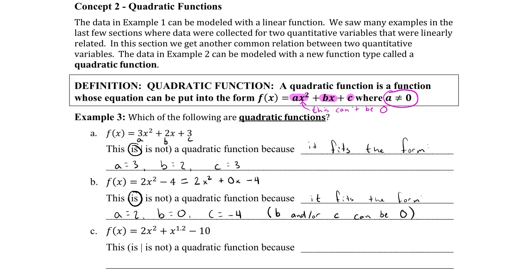But this last example is not a quadratic function. And the reason for that is it has this x to the 1.2, which is not allowed. We have to have an x squared. We're allowed to have an x. We're allowed to have a constant. We're not allowed to have anything else in a quadratic function. So this is not a quadratic function because x to the power 1.2 is not allowed in quadratic functions.